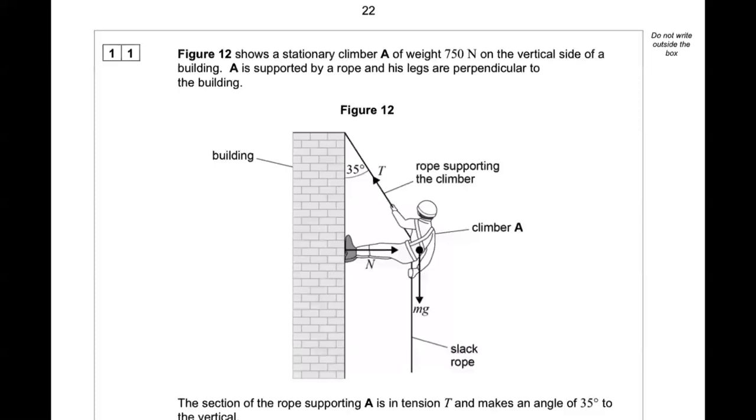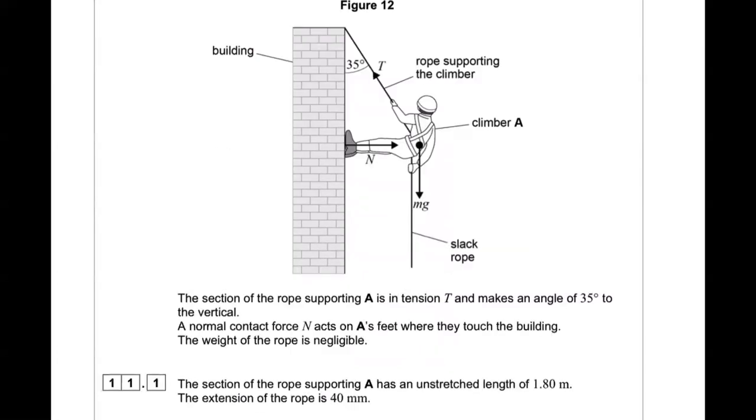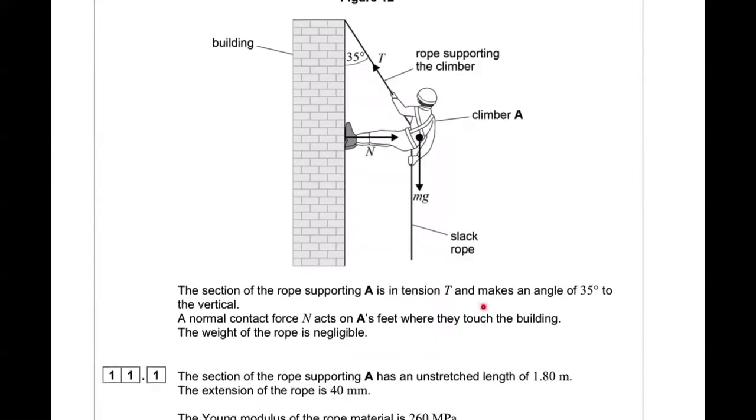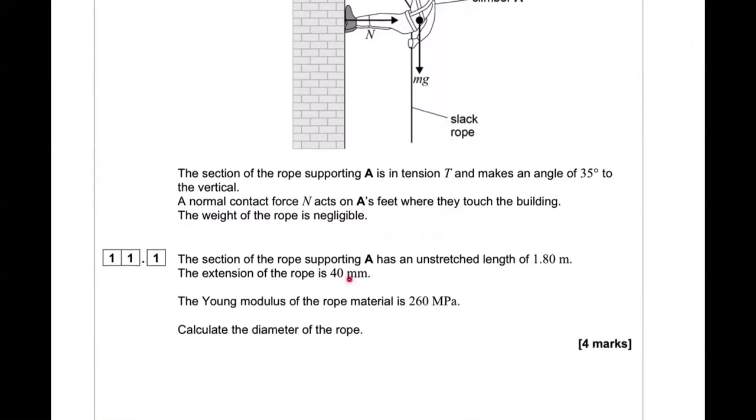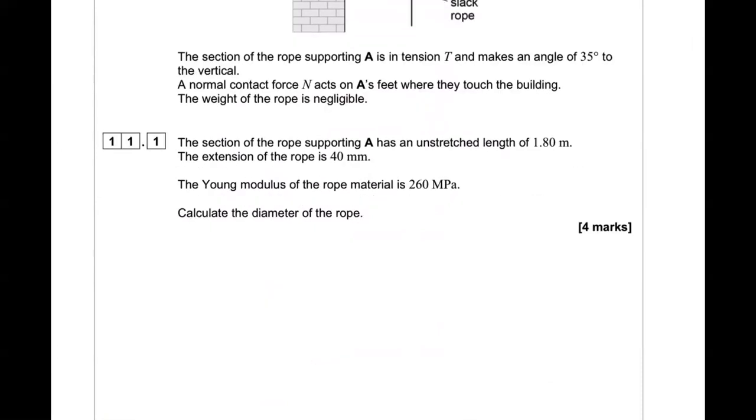Question 11, figure 12 shows a stationary climber A of weight 750 newtons on the vertical side of a building. A is supported by a rope and his legs are perpendicular to the building. The section of the rope supporting A is in tension T and makes an angle of 35 degrees. A normal contact force acts on A's feet where they touch the building. The weight of the rope is negligible. The section of the rope supporting A has an unstretched length of 1.8 meters. The extension is this much. Young modulus is given and you have to find the diameter of the rope.